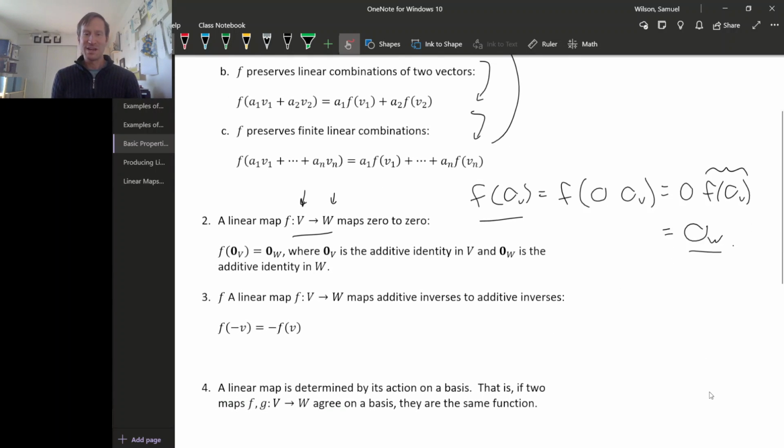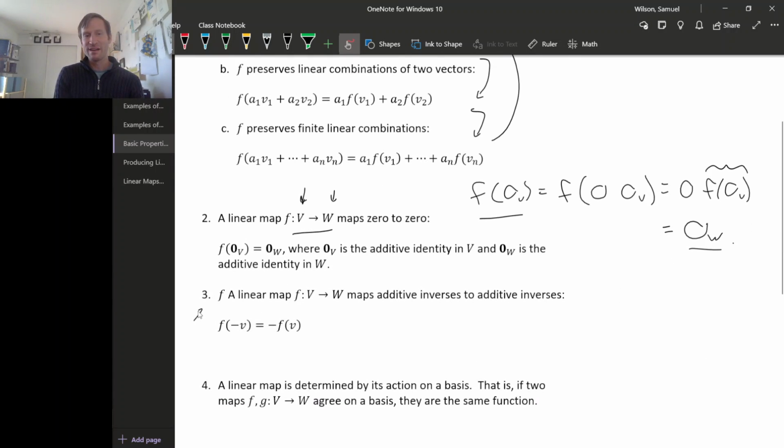Okay, a similar thing goes for additive inverses, right? You can just write this additive inverse as a scalar product with -1, and then move the -1 outside of the homomorphism, and then you're done.